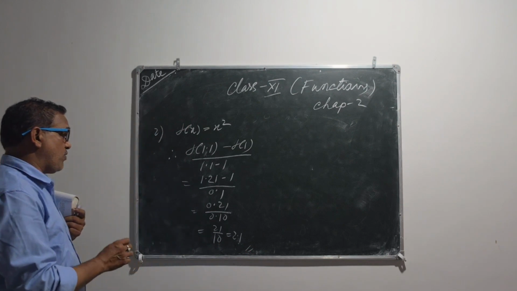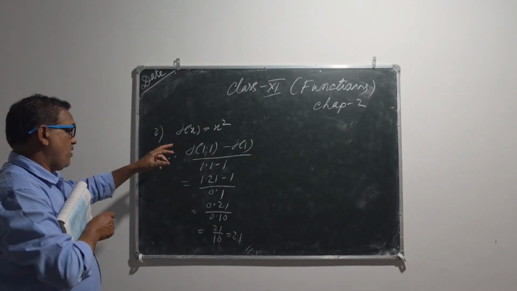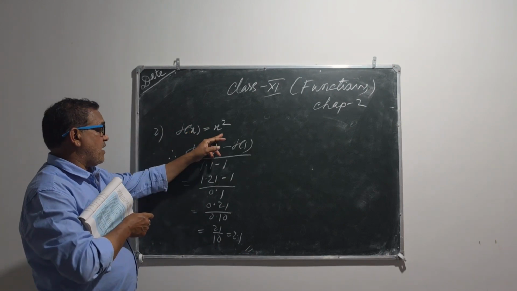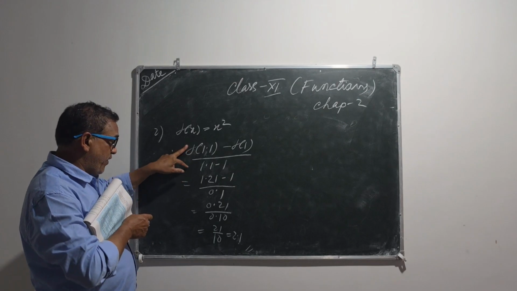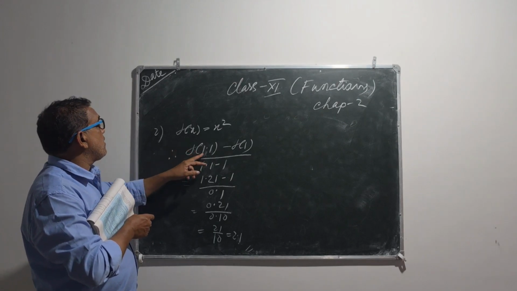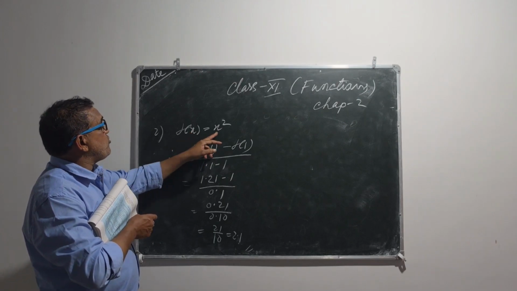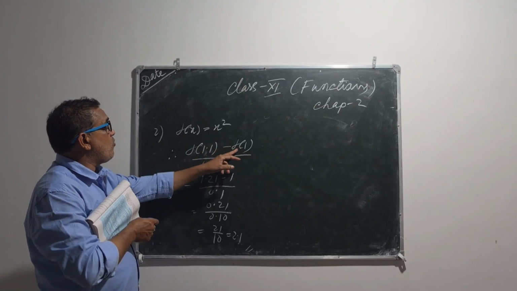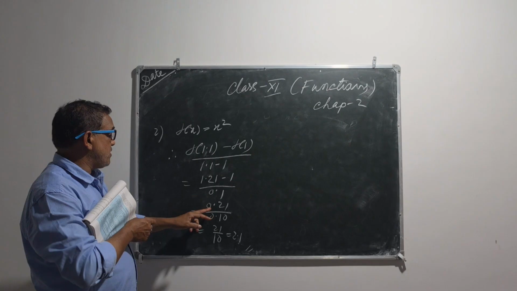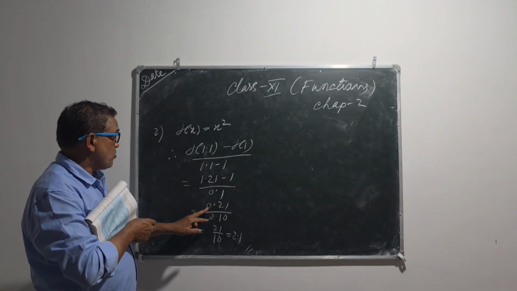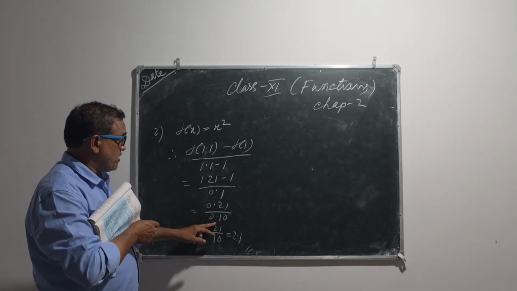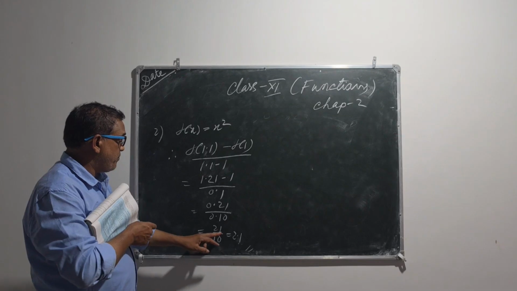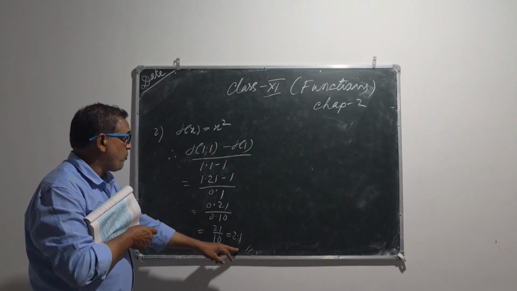So if we have been given one function like f of x equal to x square, and if we want to find the value of this one, then in place of x, if we substitute 1.1, we will get 1.21. So 1 square means 1. So this minus this one. If we want to remove this decimal, then it will be 21 by 10, that is 2.1.